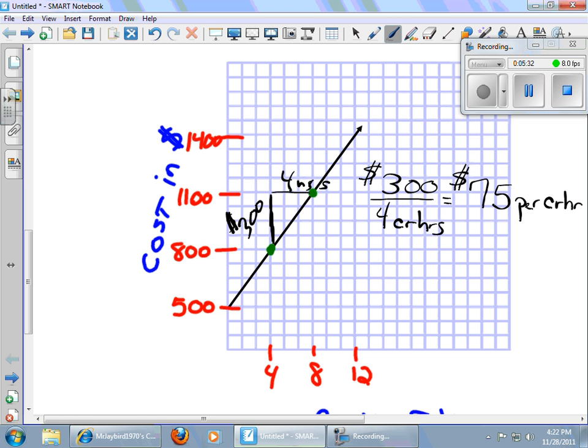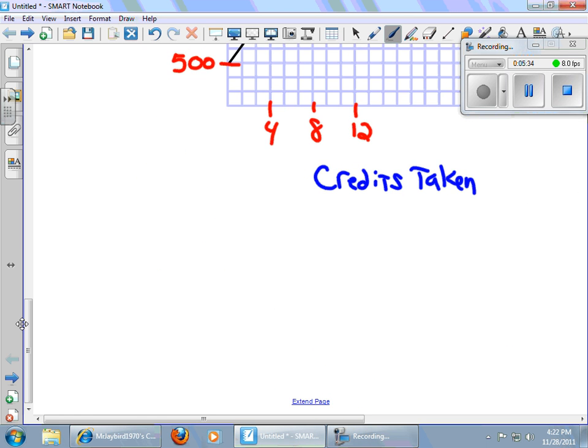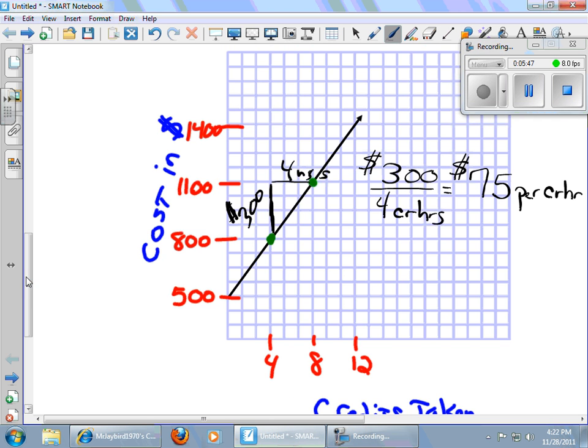Now, by the way, I could write an equation out of this. I know that $75 per credit hour is my slope, don't I? My constant of variation is also my slope. And I look at my y-intercept. My y-intercept is the place where the line crosses the y-axis. That's right here. That's the point (0, 500), right? Well, now I can write my equation.